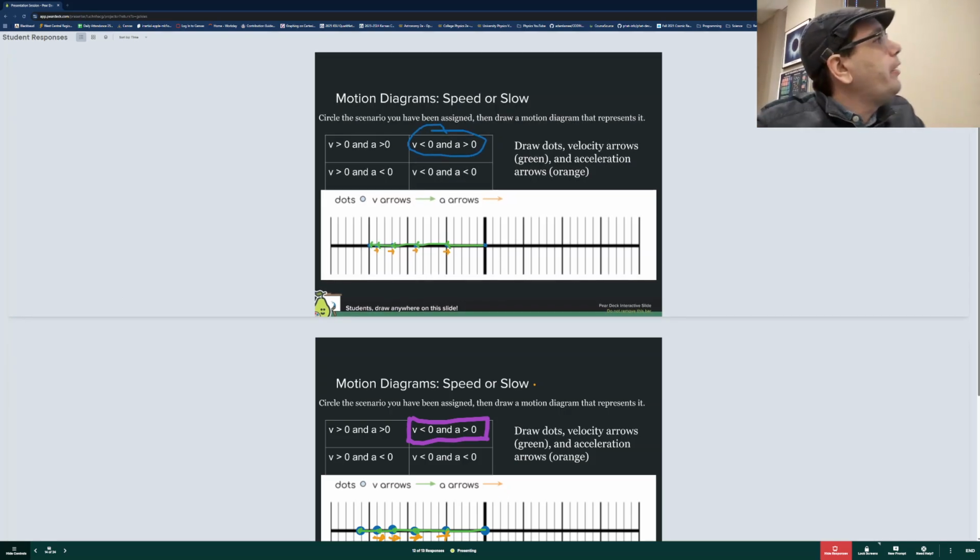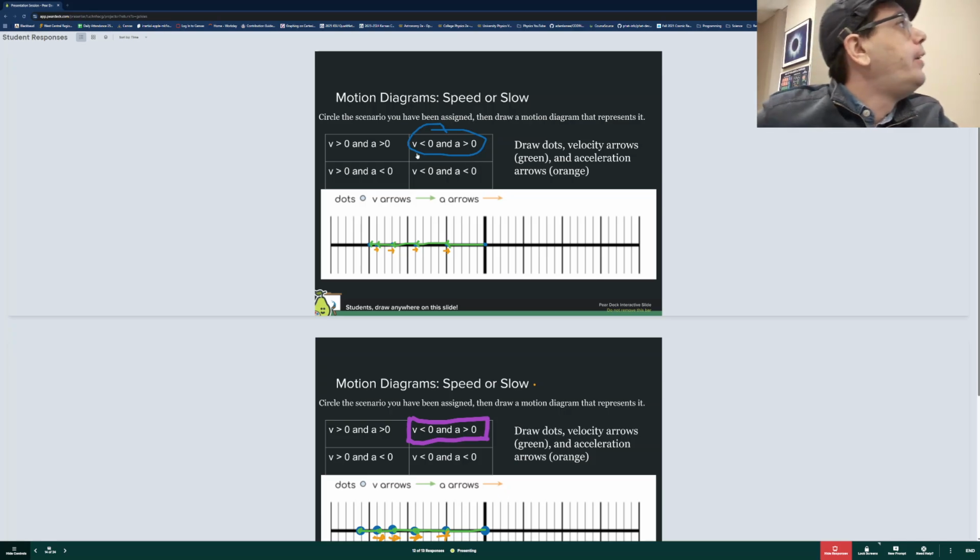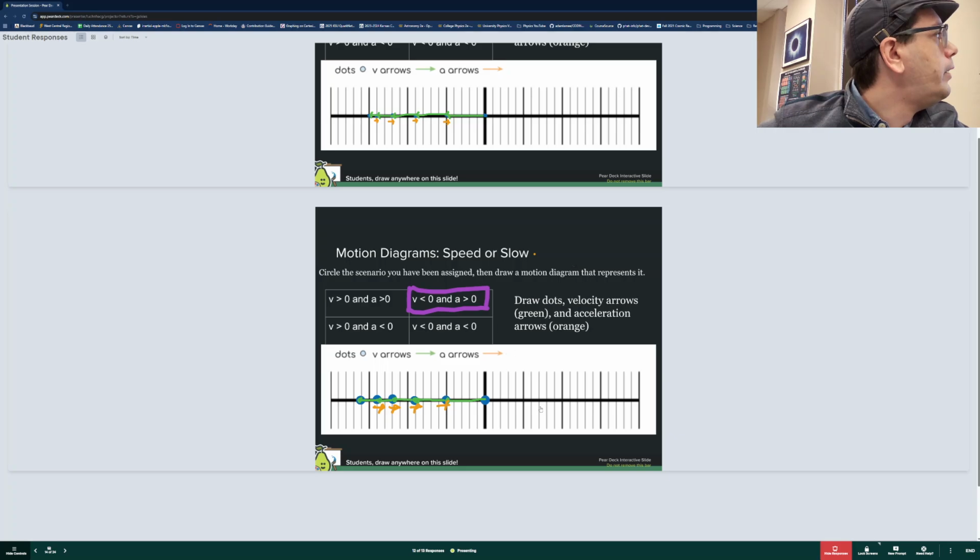Okay, so for this first one, we know that we are going left because velocity is negative, and we know that we're slowing down because velocity and acceleration have opposite signs. So the dots are going to the left, and they're getting closer together since we're slowing down. And then the acceleration vectors are pointing to the right because the acceleration is positive there. And there's just another one showing the same idea.